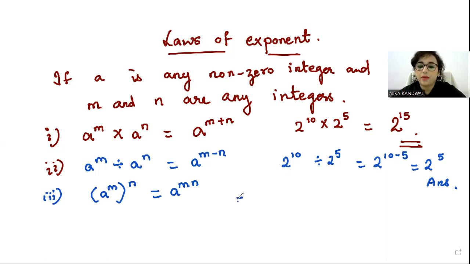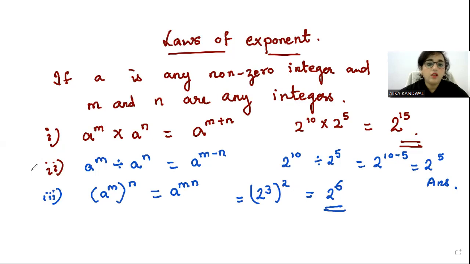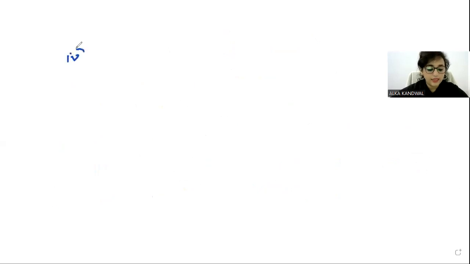Yes, for example, I said 2 to the power of 3, whole to the power of 2. So I multiply: 2 to the power of 3 into 2, and the answer will be 2 to the power of 6. 2 to the power of 6 will be the answer to this. So these are the first three basic laws of exponent. Then we move ahead and let us see the fourth one. What is the fourth one? Let us have a look.